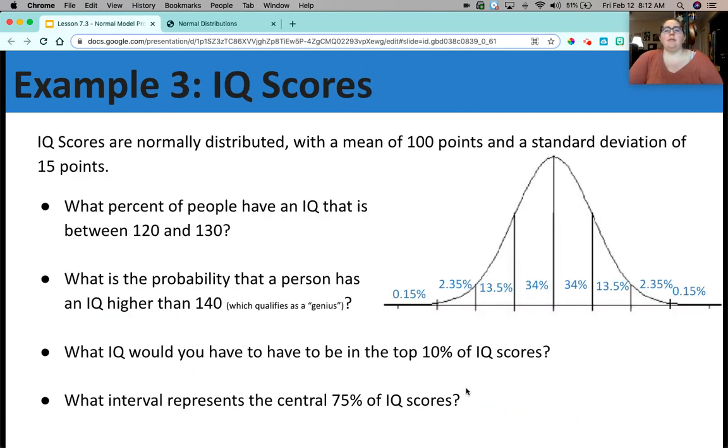So let's do one last example that puts everything together and just practices everything at one time. So this one's talking about IQ scores. So IQ test is just a measure of kind of natural intelligence as opposed to what you know. It's more like how your brain works. So IQ scores are normally distributed with a mean of 100 points and a standard deviation of 15 points. So I could start by having my normal model and labeling my mean and then going out standard deviations in either direction.